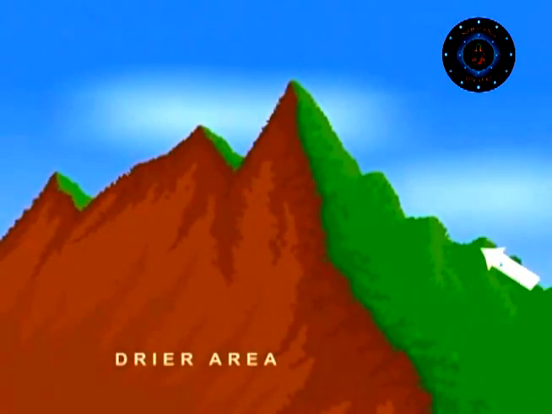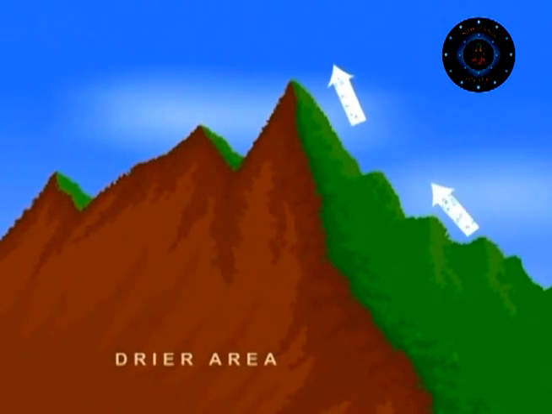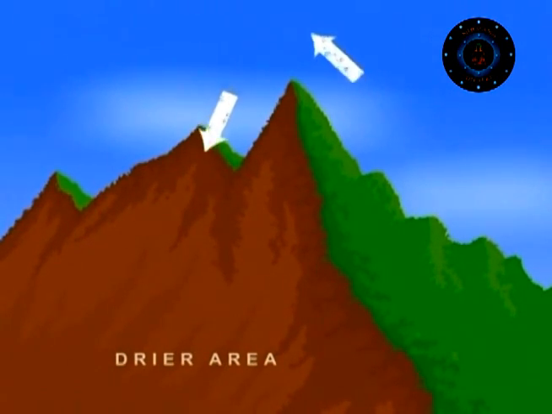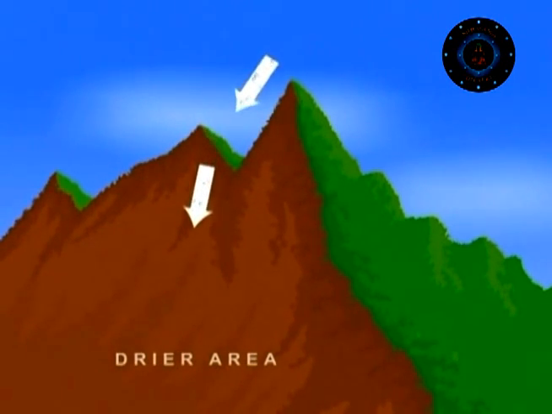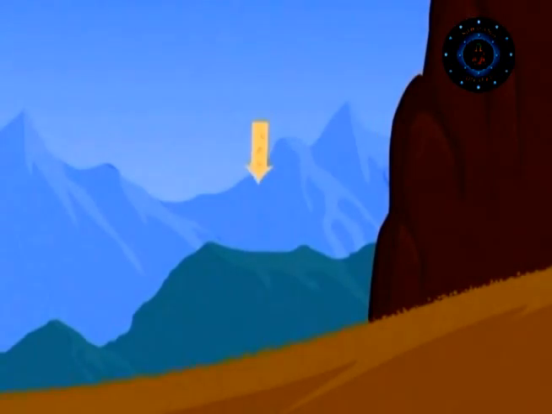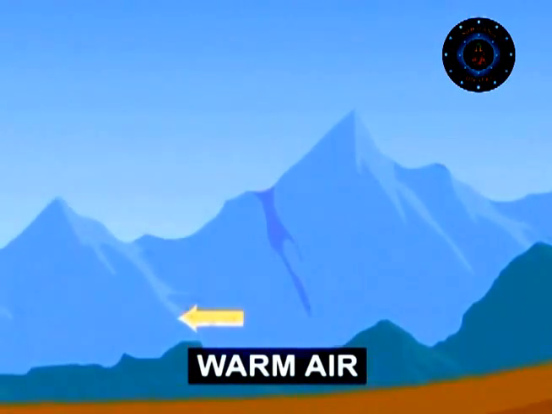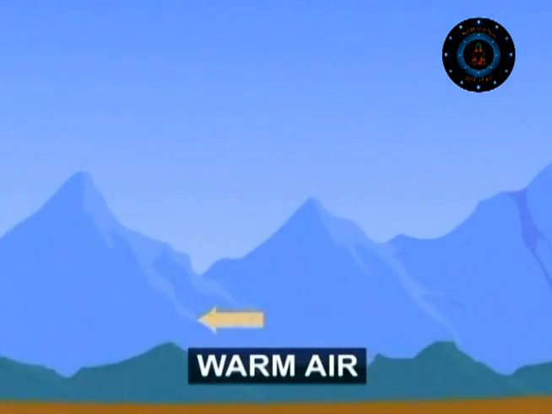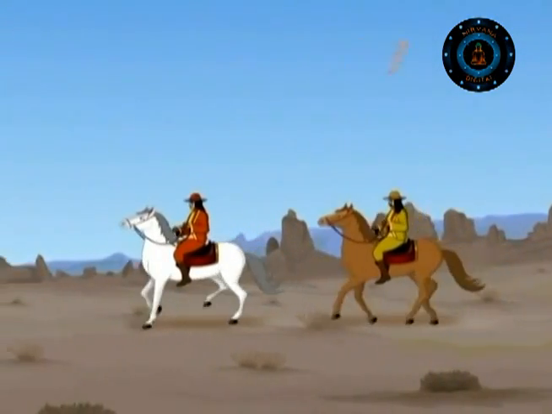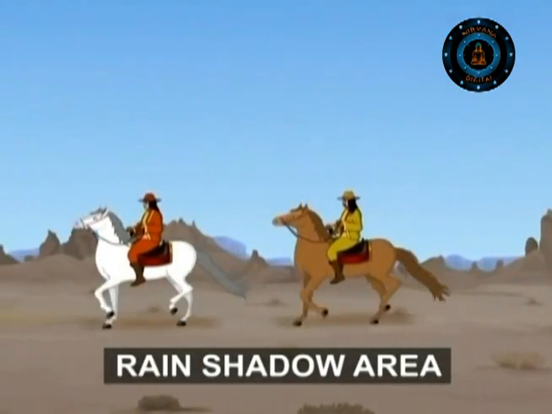In contrast to this, the mountain range facing away from the prevailing wind direction is dry, because as the wind descends the mountain, it has already lost most of its moisture. In addition to this, the descending wind starts to warm up and increases its ability to hold water vapor. This drier area behind the mountain range is called rain shadow, or the leeward side of the mountain.